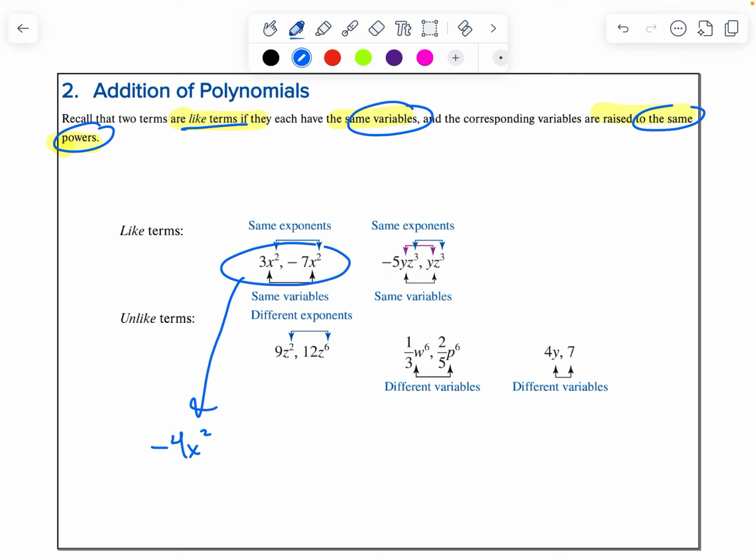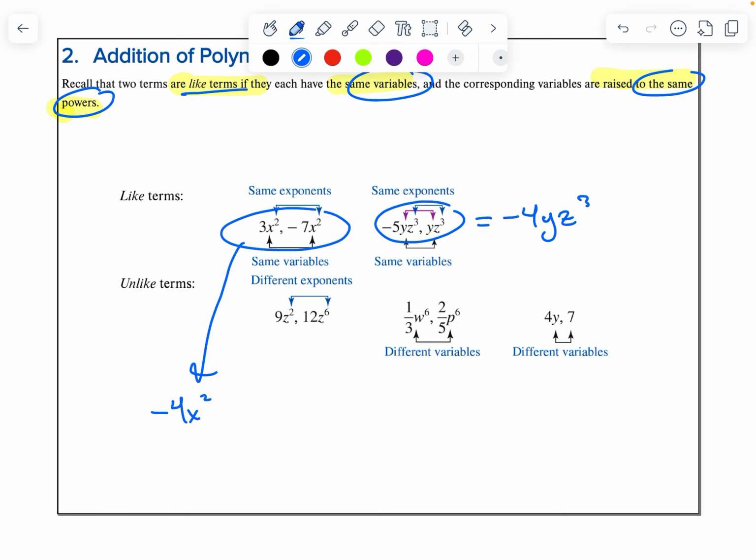The way that you combine them is by adding the coefficients. Here, these have the same variables y and z to the same power. Z is to the 3rd power. So -5 plus 1 equals -4, my y, z to the 3rd. Notice I did not change the variables. I didn't make that x to the 4th. On this example, I didn't make it x to the 4th. I left it as x squared. I'm just changing the amount of it I have. I have 3 of those things, minus 7 of those things makes -4 of those things total.